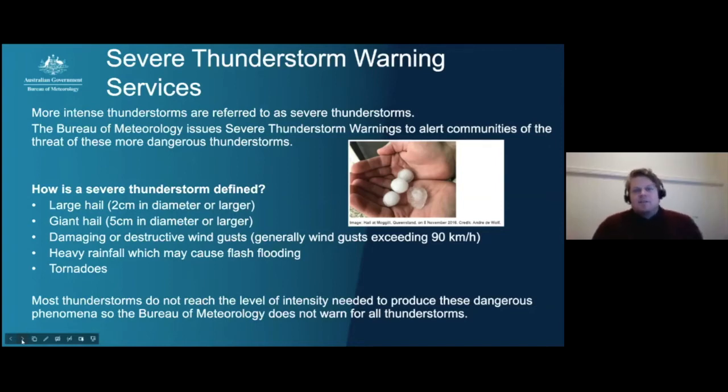hazards in them no matter if they're severe or not, but we define a severe thunderstorm as having some of these phenomena. So it has to have either large or giant hail, damaging or destructive winds, so that's winds exceeding 90 kilometers an hour, heavy rainfall which may cause flash flooding, or tornadoes. So most thunderstorms we have don't reach these intensities to warrant a severe thunderstorm warning. Hence why the Bureau doesn't warn for all thunderstorms.